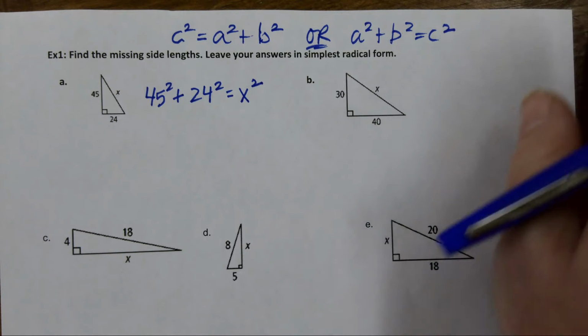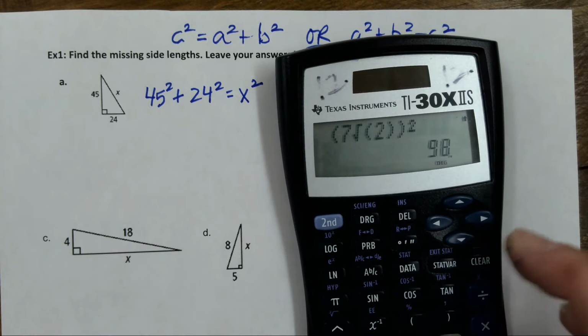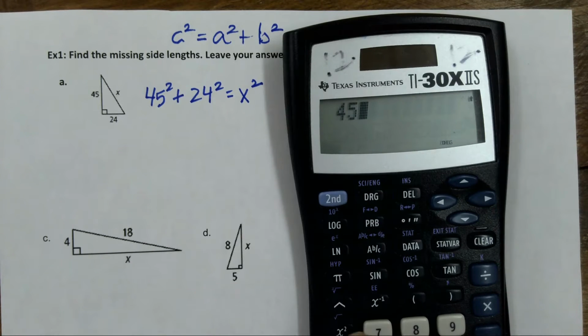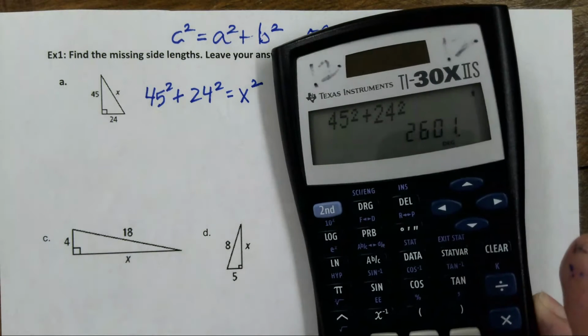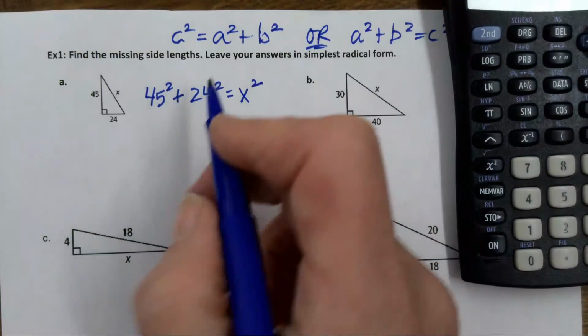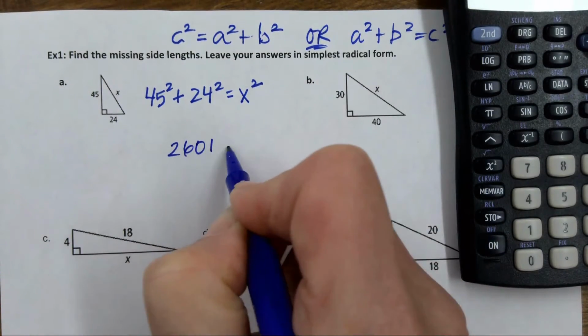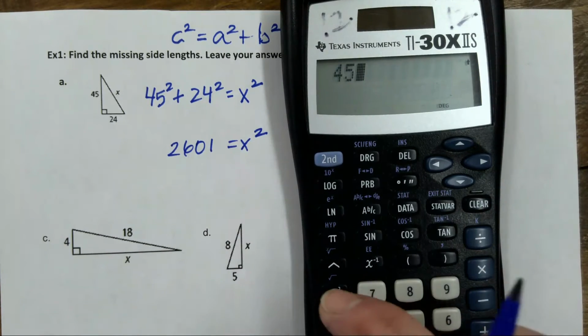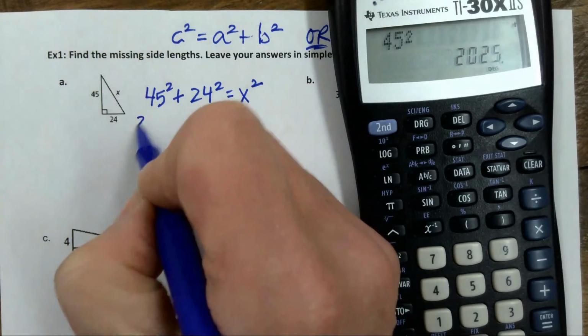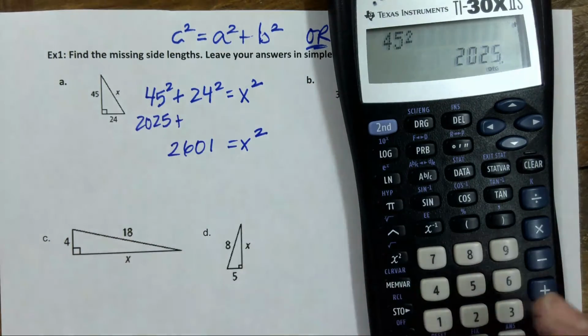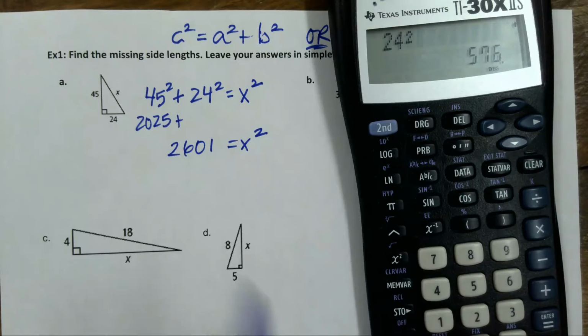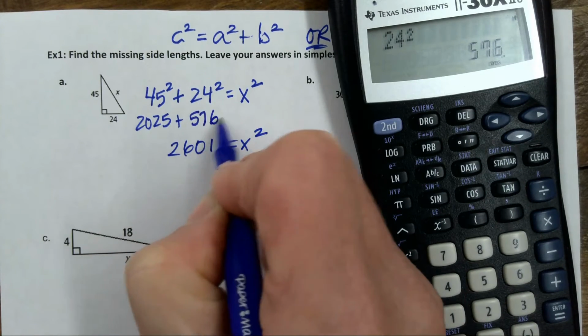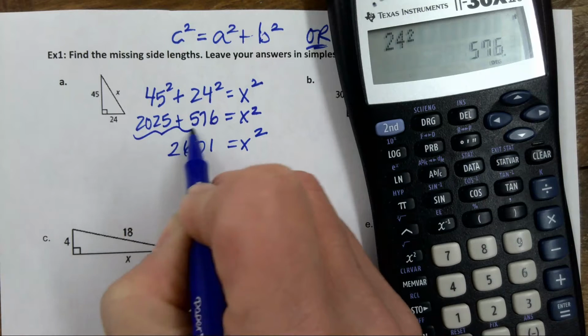And now I might need to take out my calculator and square the numbers like we did earlier. So 45 squared plus 24 squared equals, and I got 2601. I'm going to slow that down and do the work separately. I do 45 squared, get that answer, 2025, plus 24 squared, get that answer, 576. And then I take those two things and add them together.